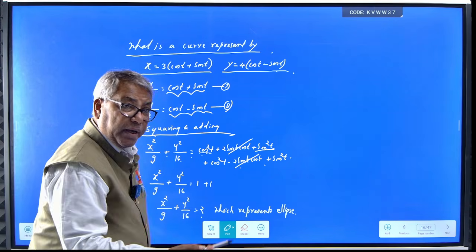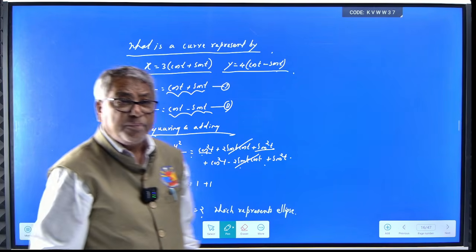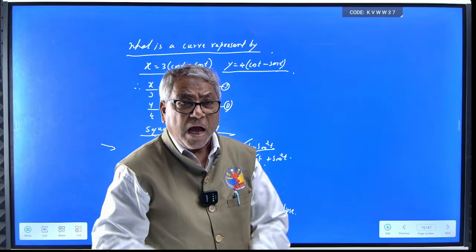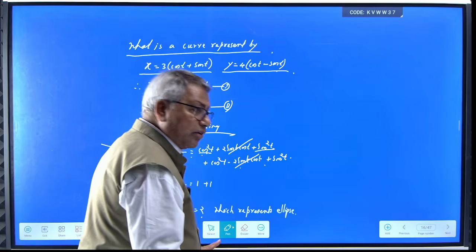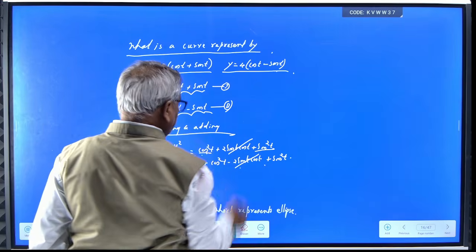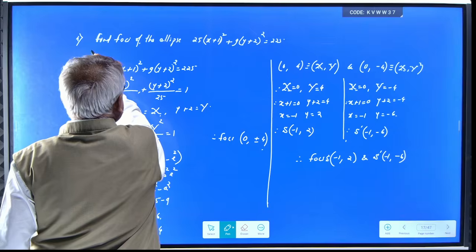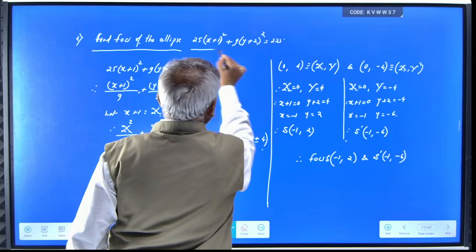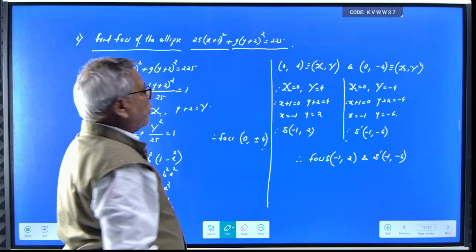What type of ellipse is that? Here a square is less than b square. It is a vertical form, the opposite form, and not the standard form of ellipse. Correct? But it is an ellipse. So the curve represents an ellipse. Right? Now find the foci of the ellipse 25 into bracket x plus 1 square plus 9 into bracket y plus 2 square equal to 225.